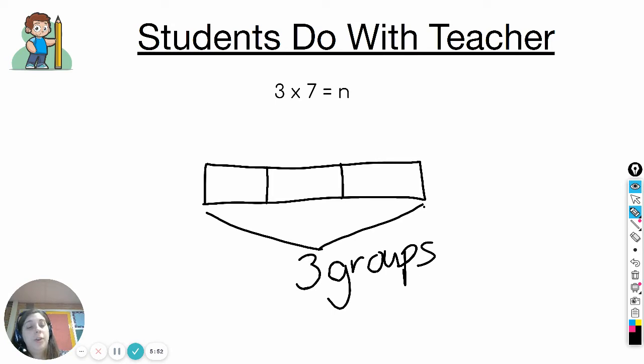The next thing you're going to do in your tape diagram, okay, if we have 3 groups of 7, we know each piece has 7 in it. So we're going to label the size of each group as 7. And then we need to put our 7 dots or 7 circles in each piece. 1, 2, 3, 4, 5, 6, 7. And we have to figure out, what does n equal? How many dots do we have all together?